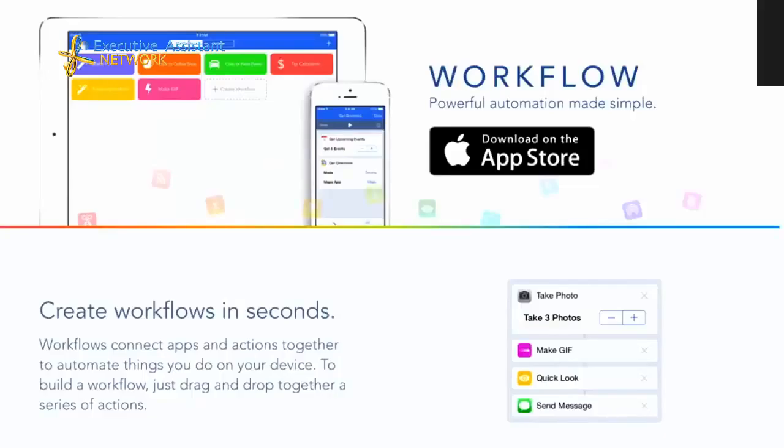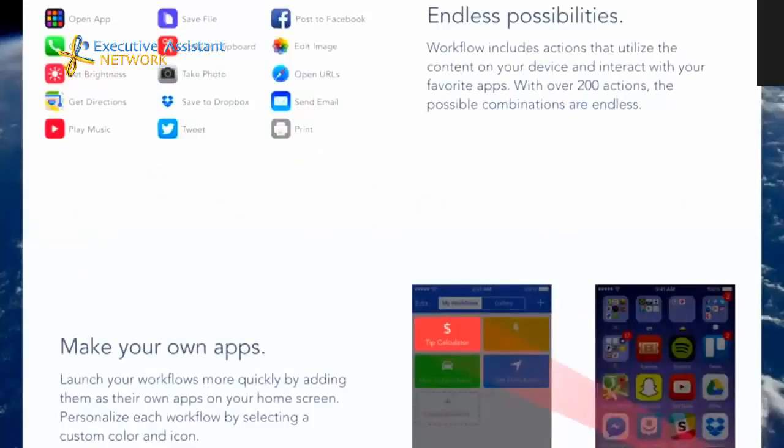They're sort of like Excel macros where you can download something from a web page, turn it into a PDF, and email it to your team all with a single click. Or in this one, take three photos, make it a GIF, have a quick look at that, and then send it as a message. It can do all sorts of things: get access to opening an app, making a call, setting the brightness, getting directions, saving a file, post to Facebook. Well, as they say, endless possibilities.